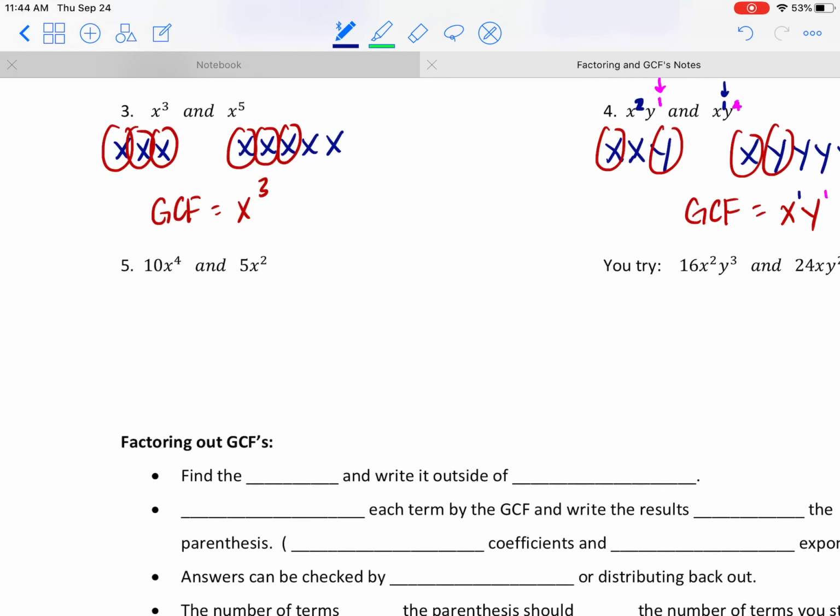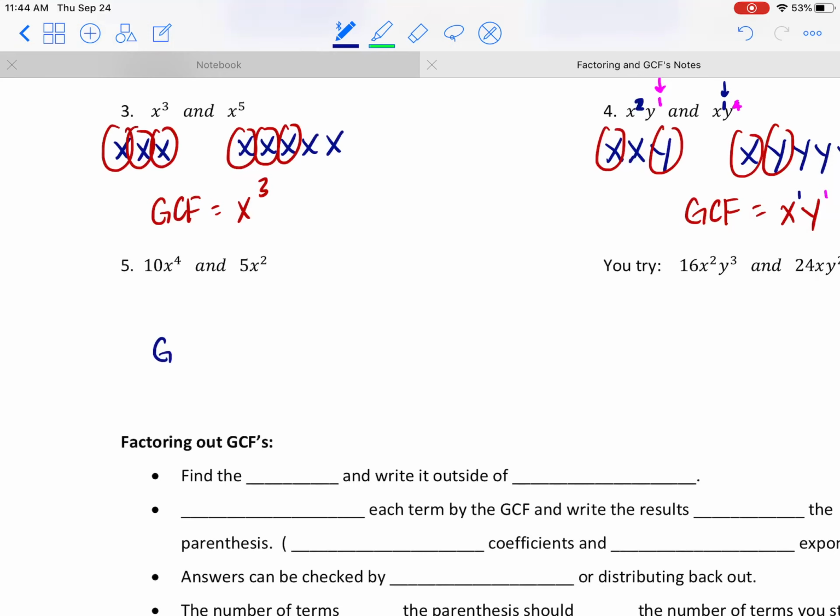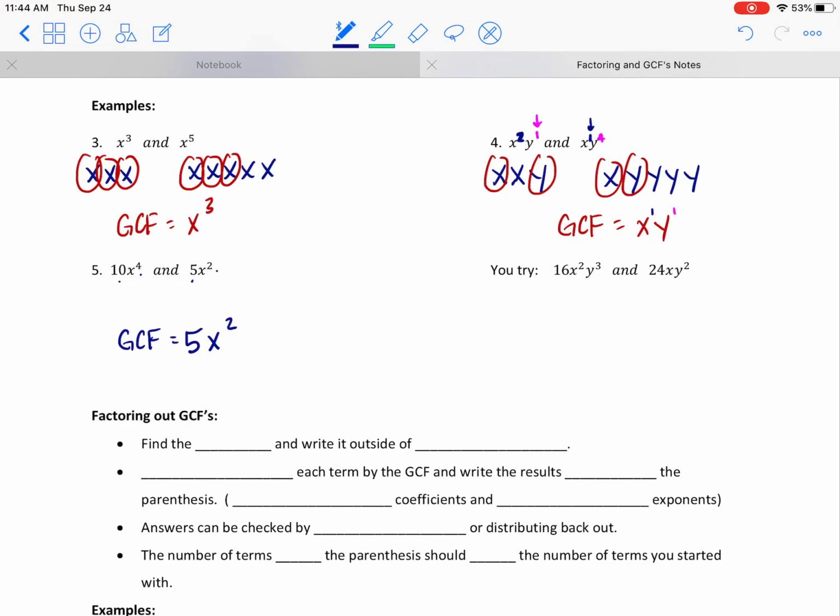Okay? Now let's try to combine those. When I say those, I mean numbers and variables now. See if we can identify the greatest common factor for these two terms. So let's start with the coefficients. What's the biggest number that goes into 5 and 10? Well, that's going to be 5. And how many x's are these two terms going to have in common? If I have 4 here and 2 here, they're going to have those 2 in common. So 5x squared would be the GCF for those two terms. Okay? If you're feeling alright with this and you want to try the next one out, go for it.